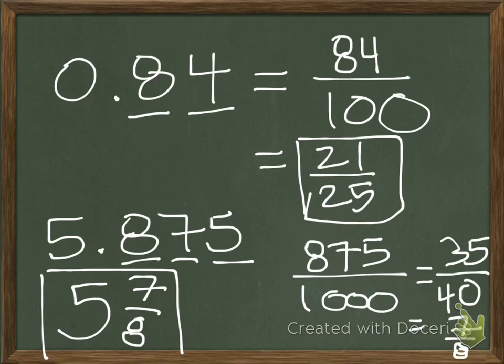So if the number is in front of, or to the left of, the decimal point, that's going to be your whole number in the mixed number. And then the part to the right of the decimal point, or after the decimal point, is going to be where you get your fraction part.